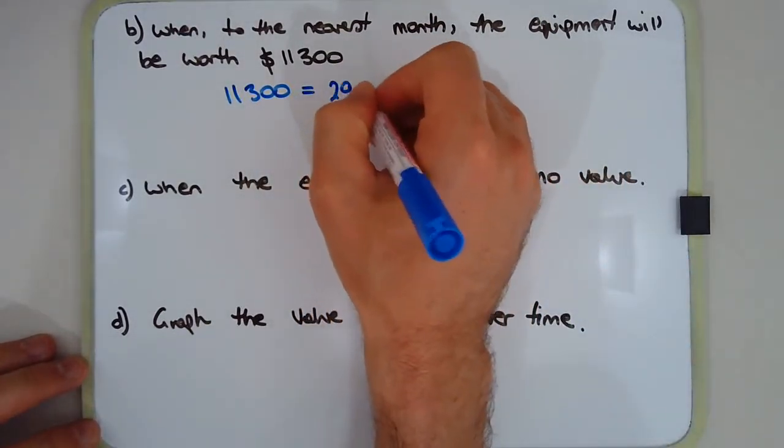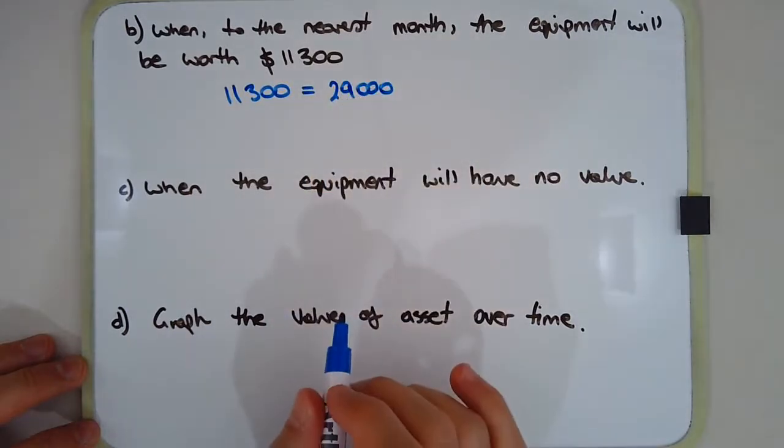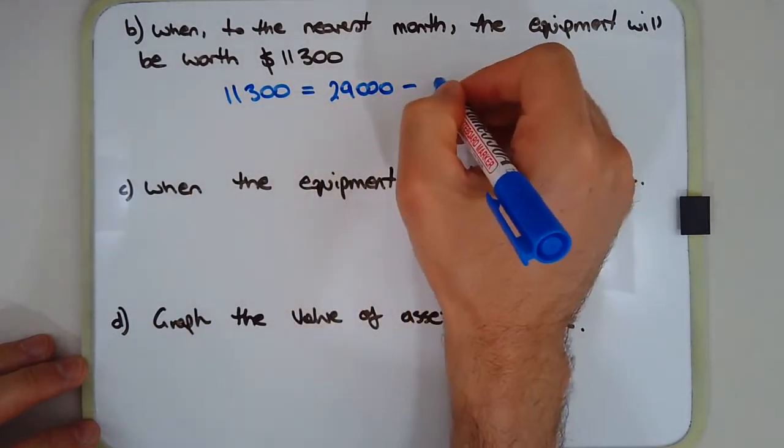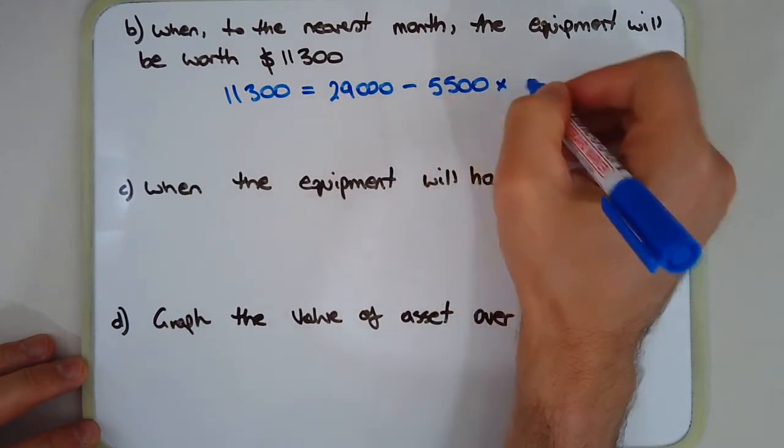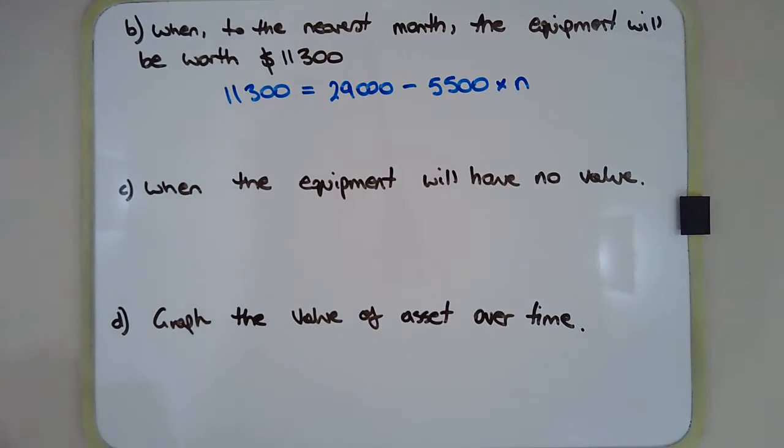It was purchased for $29,000. We know that it's depreciating at $5,500 per year, and N is the number of years. But we need to enter the nearest month, so that's another layer of complexity we need to contend with there. Usually that can be worth a mark, of course. So let's solve that.